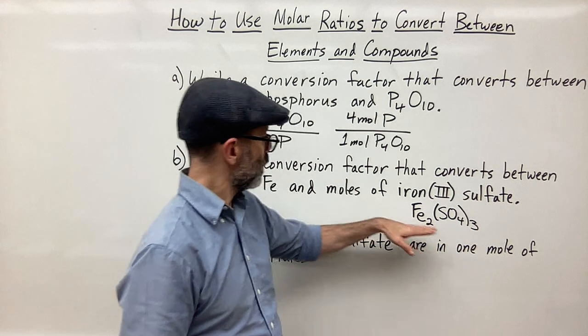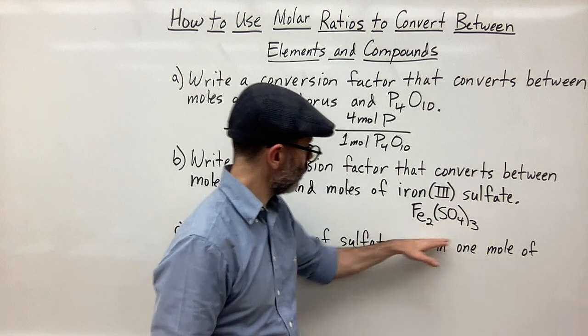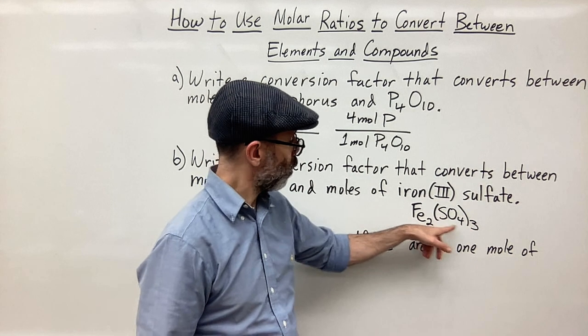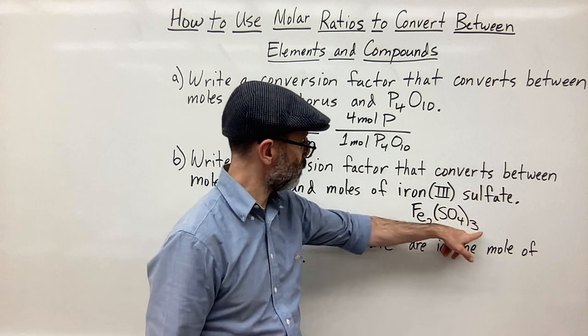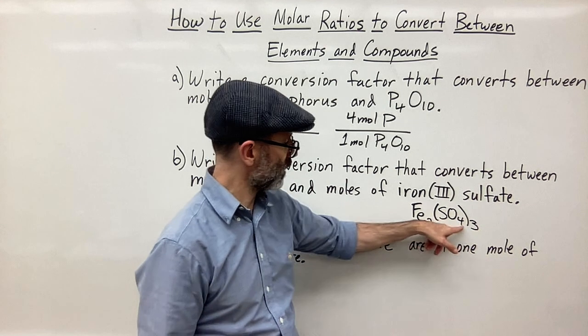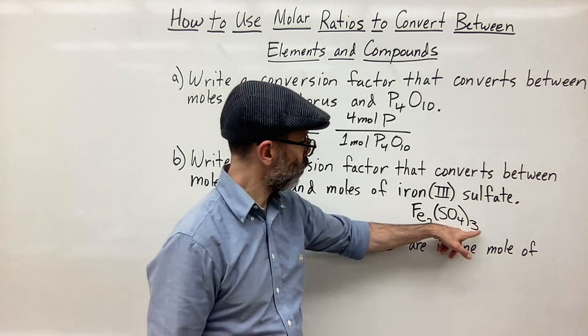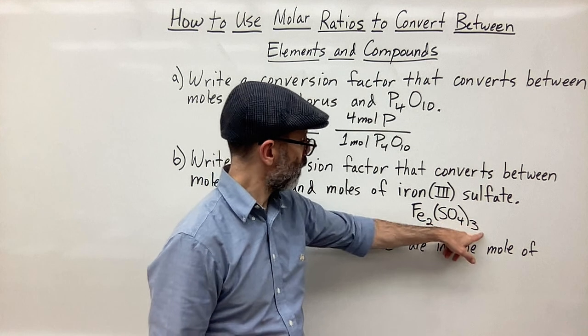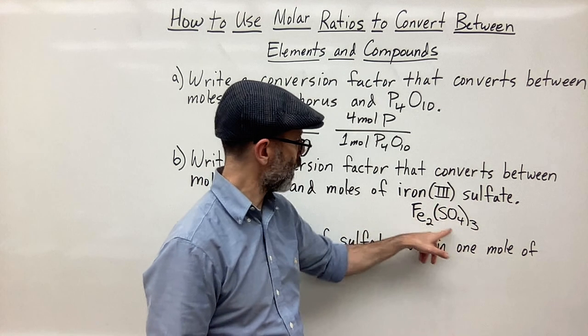So here, for every one of these, you have 2 iron atoms. You have 3 sulfur atoms, right? Because we have the 3 out here. The 3 subscript applies to everything inside. So I have 3 sulfur, and I have 3 times 4, 12 oxygen.